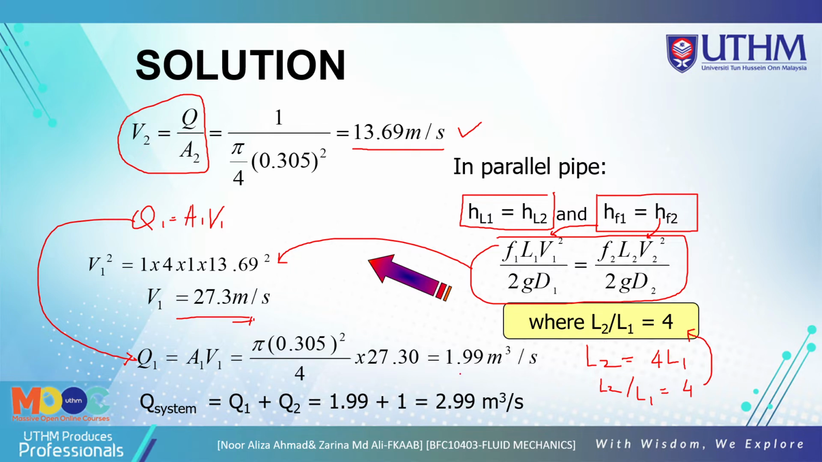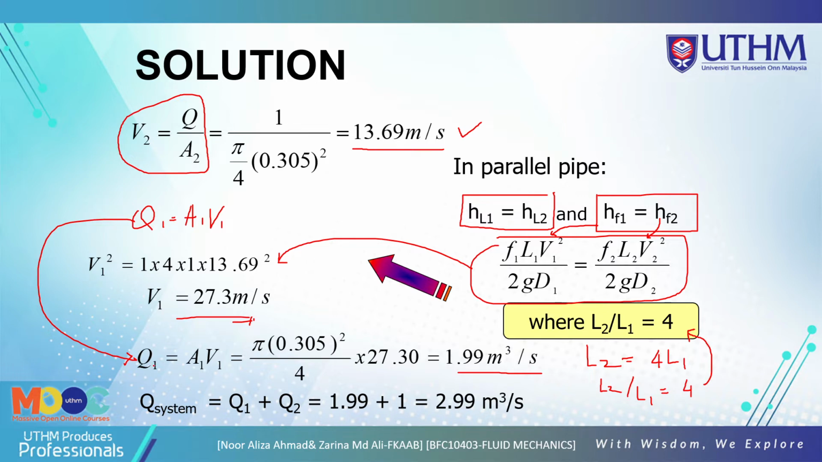So you get Q1 is 1.99 meter cubic per second. Okay, so that's you total up for parallel. So the total Q of the system is Q1 plus Q2. So you just add Q1 and Q2.